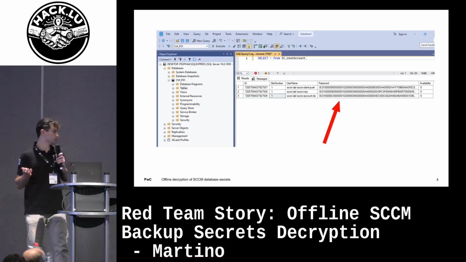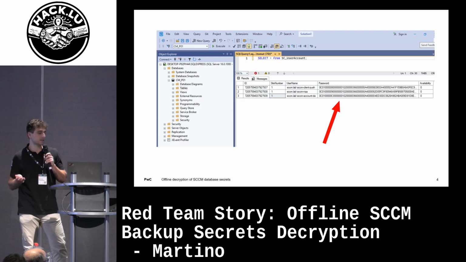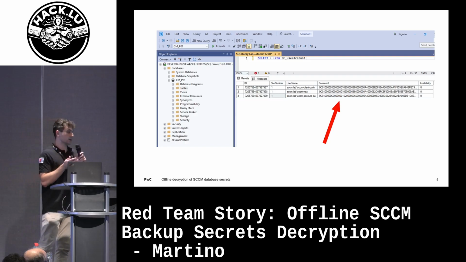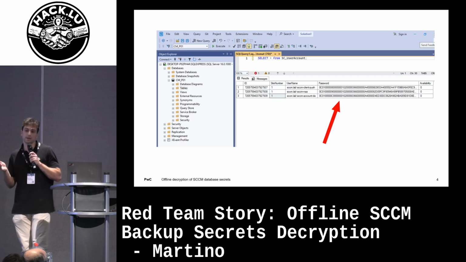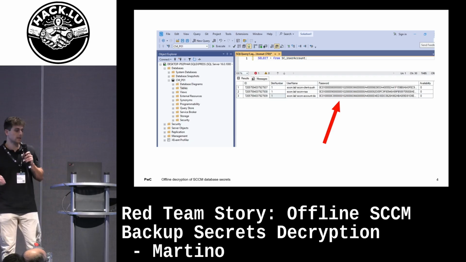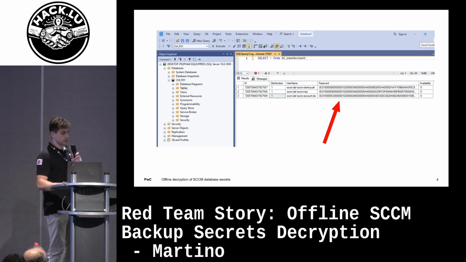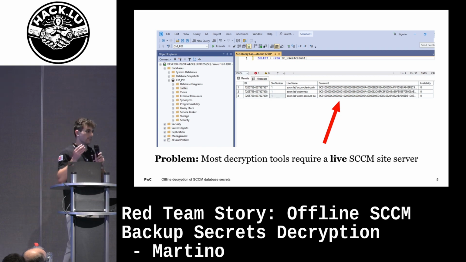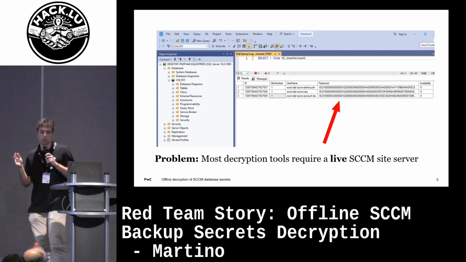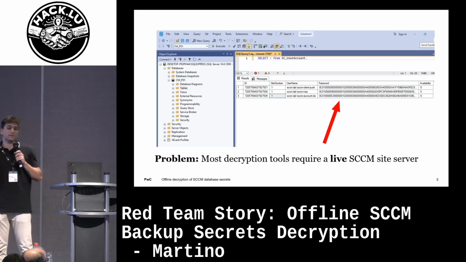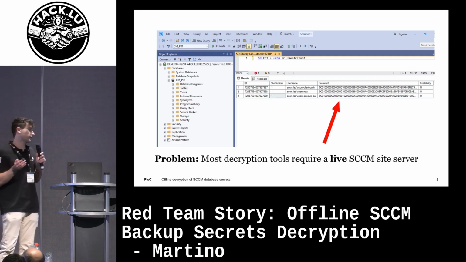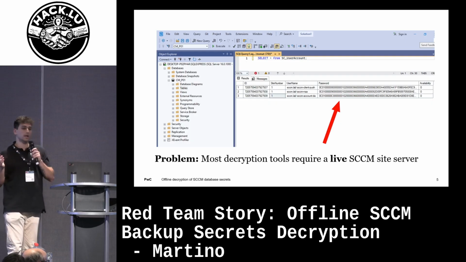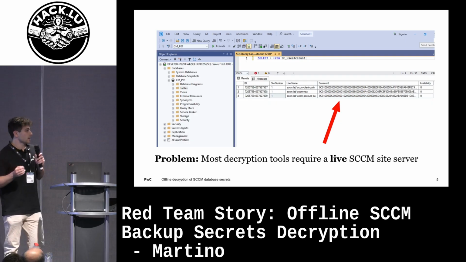Among all, something interesting that you can find on the SCCM database is encrypted credentials of a couple of SCCM accounts. And the idea is, if you can decrypt them, it might be very interesting because they might have privileges in the SCCM environment. So what is the issue here? Most decryption tools or articles that we find online tell you how you can decrypt this credential if you have live access to an SCCM server, but we didn't have live access, right? We only had an image backup.